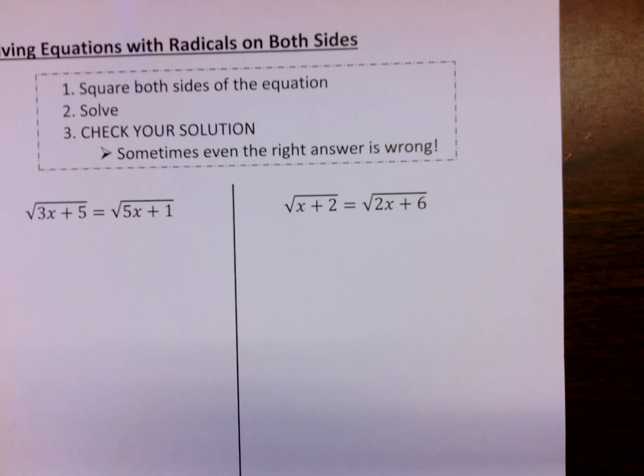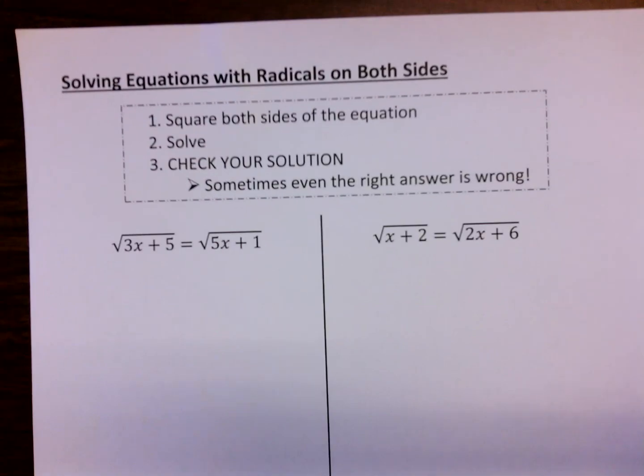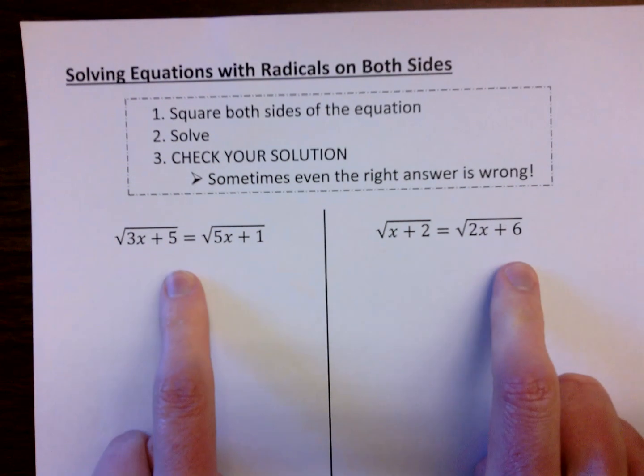So we've looked at how you solve equations that have square roots in them. Now what we're going to look at is how do you solve an equation where there's a square root on both sides of the equation, okay? So you can kind of see here, both sides of the equation have square roots.